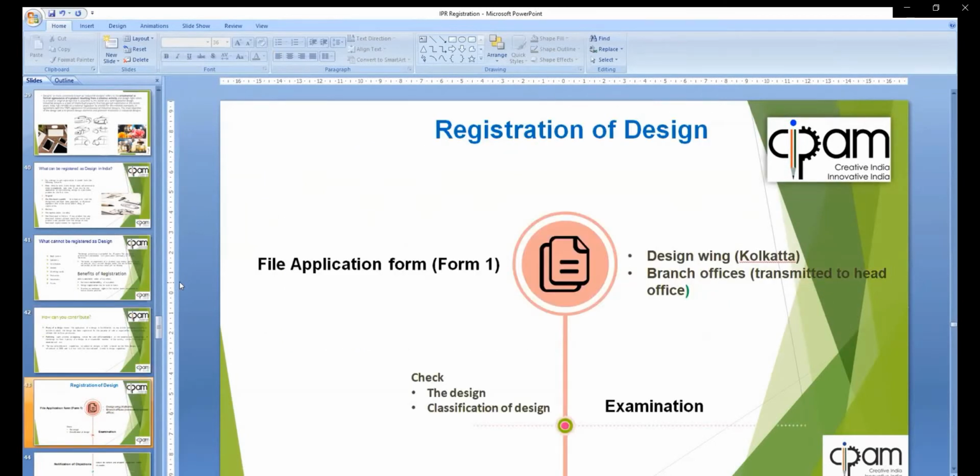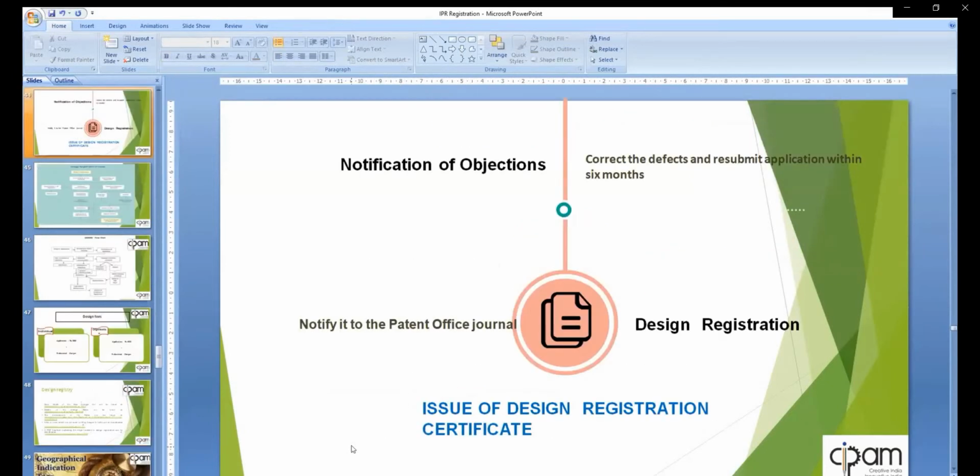So registration of design: file application form 1 at the design wing in the Kolkata branch office. Then it is transferred to the classification of design, so it is looked at for classification. Then the examination proceeds. Then if any notice of objections is found, within 6 months the defects have to be corrected and resubmitted. Then after resubmission, the design office journal publishes it, and then a design certificate is issued after approval of the designs.